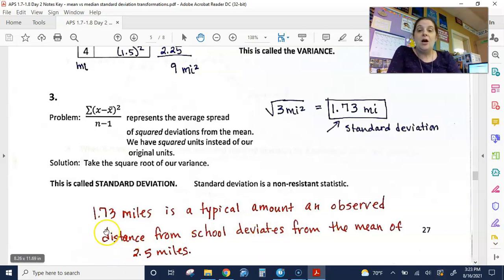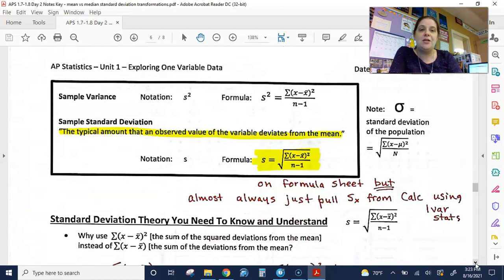So I would read this as 1.73 miles is a typical amount that an observed distance from school deviates from the mean of 2.5 miles. All right, so it's on average how far off the average we are, standard deviation. So the formula that we get for this is on your formula sheet, and you'll see it says the square root of the sum of x minus x bar squared divided by n minus 1.